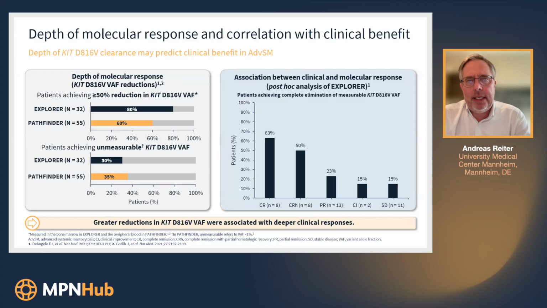And on the right side, you can see that usually these responses of the KIT D816V allele burden is associated also with the responses which I mentioned in one of the previous slides. So when you see a patient with a complete response or with a complete response with incomplete hematologic recovery, you can expect in more than 50% of patients that they will achieve a deep or even complete molecular response. So greater reductions in the allele burden were associated with deeper responses.